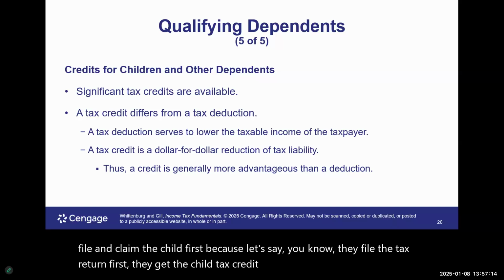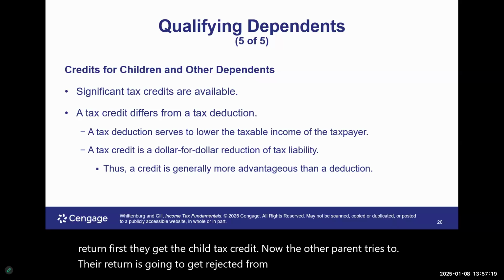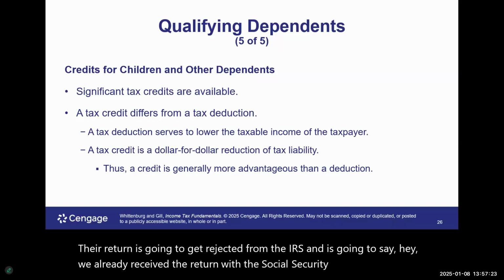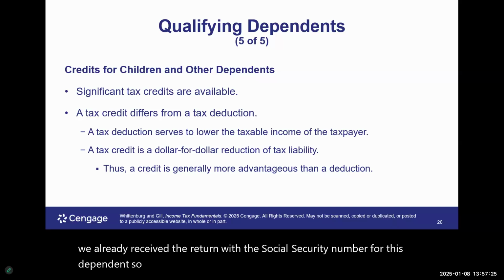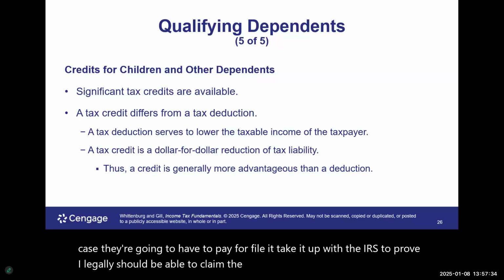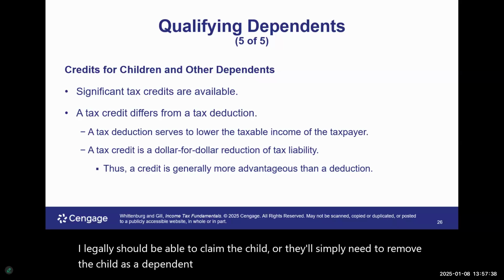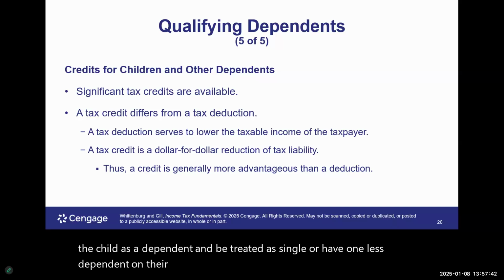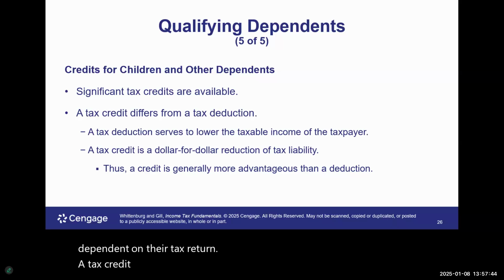Now the other parent tries to file it, their return is going to get rejected from the IRS, and it's going to say, hey, we already received the return with the social security number for this dependent. So now the individual, either they're going to have to fight the case, paper file it, and take it up with the IRS to prove I legally should be able to claim this child, or they'll simply need to remove the child as a dependent and be treated as single or have one less dependent on their tax return.